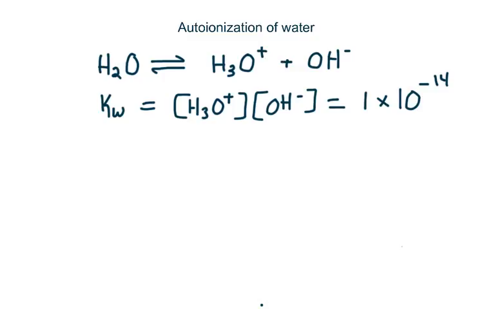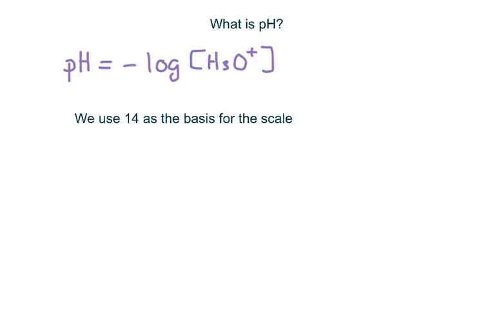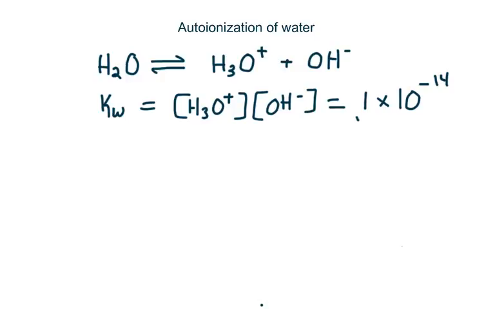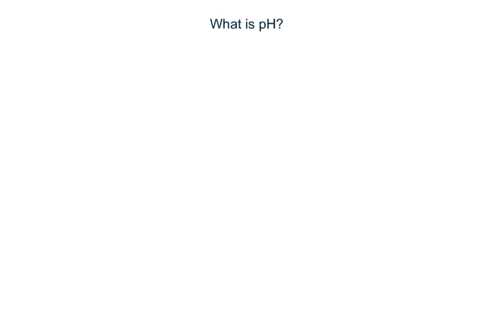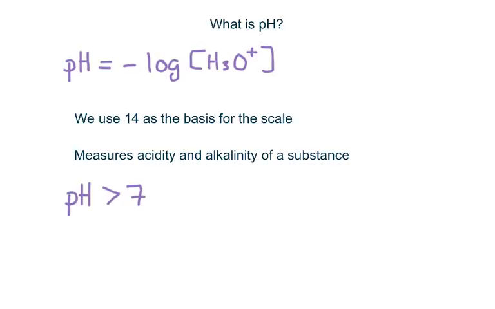And this number is going to serve as kind of the basis for when we go through the pH scale. So what is the pH? Remember, pH is the negative log of the concentration of H3O plus. Okay. We use 14 as the basis for the scale, and that 14 comes from back here, from this expression and this exponent. We'll see more of that in a second. The pH is going to measure the acidity or the alkalinity of a substance. So is it an acid or a base?